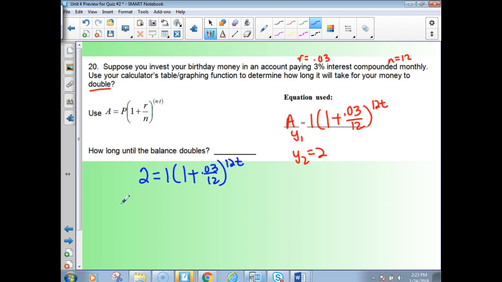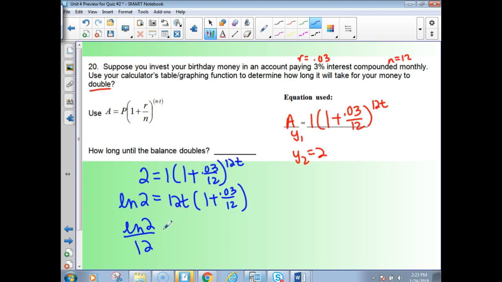Okay, you take the natural log or log of both sides, which is what we were learning yesterday. So I'm not saying I'm expecting you to necessarily do them this way, but that's what you're going to be doing on your homework. And then you'll bring the 12T out front, 12T times, using your power rule, ln of 1 plus 0.03 divided by 12. So then what you would need to do is divide natural log of 2 by 12. And then you'd have to divide by this.